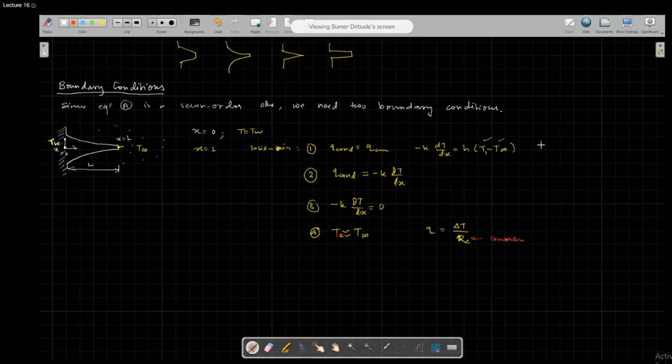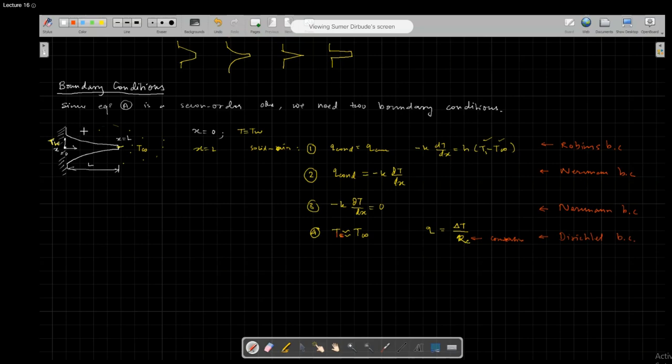So this condition is, in general, the Robin boundary condition. This is our Neumann boundary condition, and this is also a Neumann boundary condition. When this 0 is specified, it is called a homogeneous Neumann boundary condition. And this is a Dirichlet boundary condition. Robin.